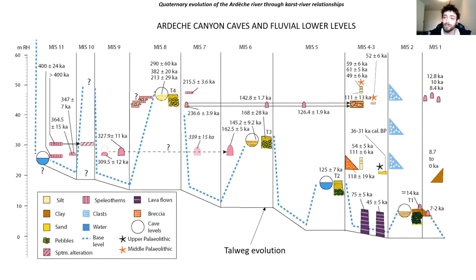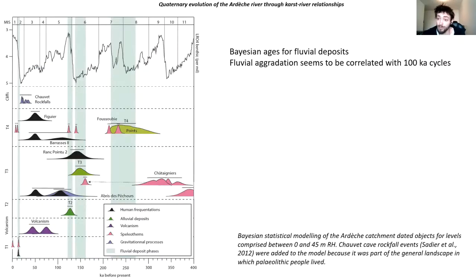This relative chronological model and the absolute datings, we tried to combine them in a single Bayesian statistical hierarchical model in order to refine the chronology of the river deposition. And it highlighted that a lot of the fluvial aggradation phases seem to be correlated with the 100,000 years glacial-interglacial cycles, which occurred at the end of the Pleistocene period.